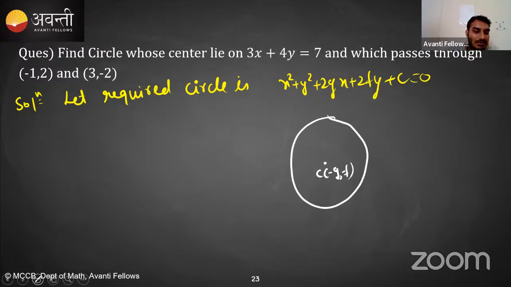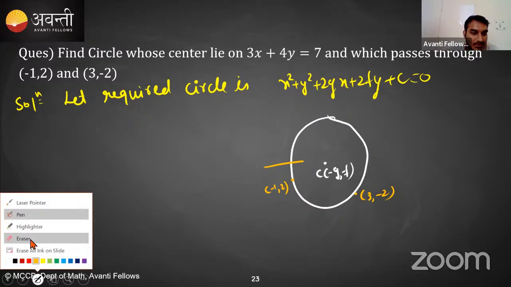Now one interesting thing is given. The question is saying that this circle passes through the 2 points, let's say minus 1 comma 2 and 3 comma minus 2. Let's say 3 comma minus 2 is somewhere here. And one more piece of information is given: the line 3x plus 4y equal to 7 passes through the center. So let's say this is some line.